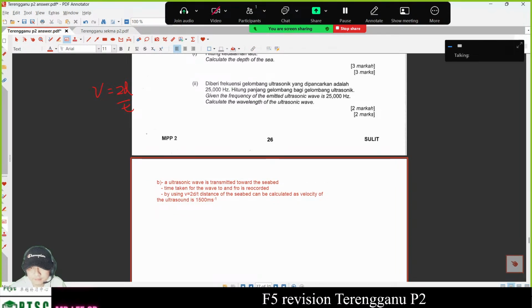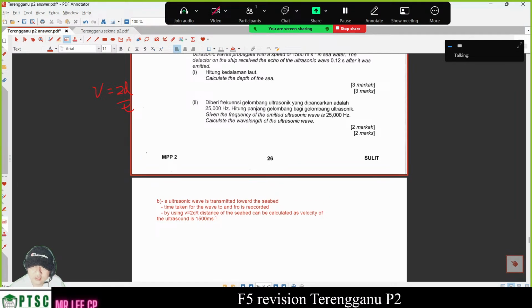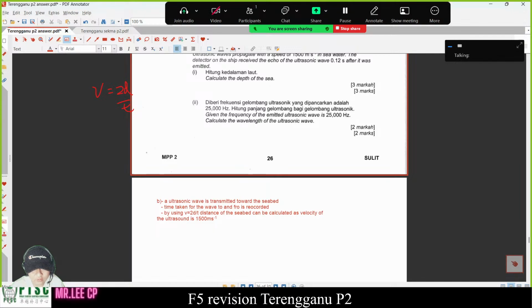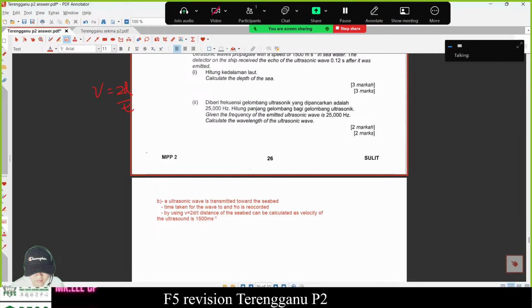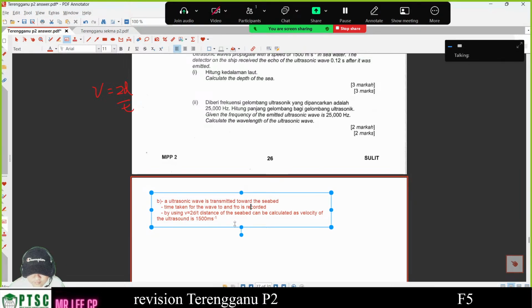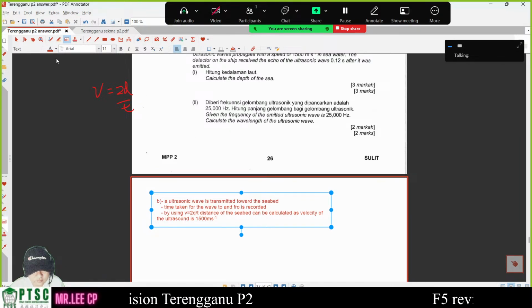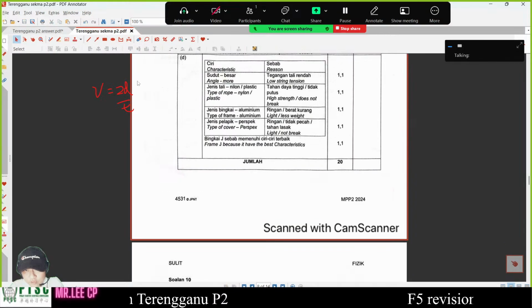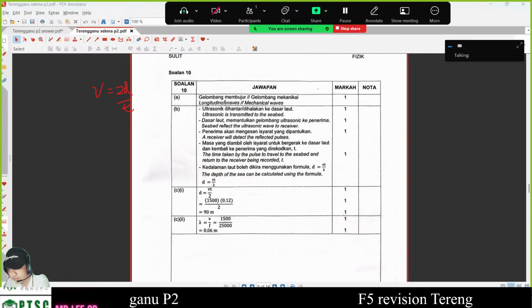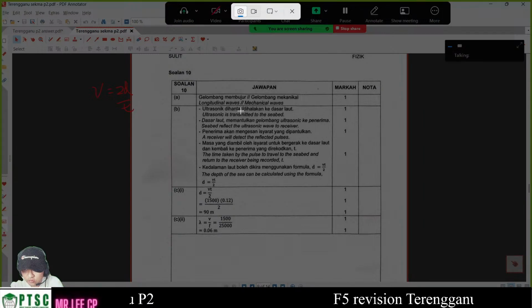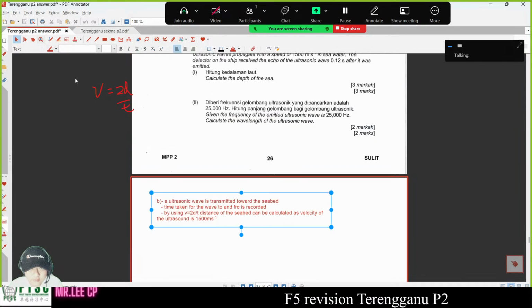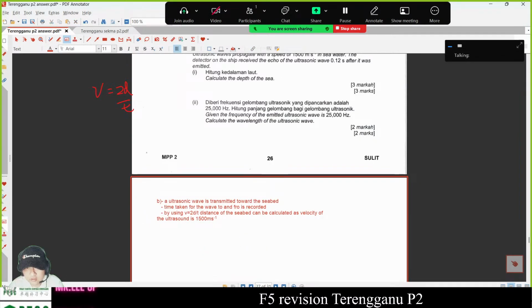Okay. But I got 3 points only. Wave is transmitted toward the seabed. The time taken for to and fro is recorded. This is what I have. Okay, we see the answer. Longitudinal wave and mechanical wave both can. So I use longitudinal wave. So this is the answer. So I put it in the answer.